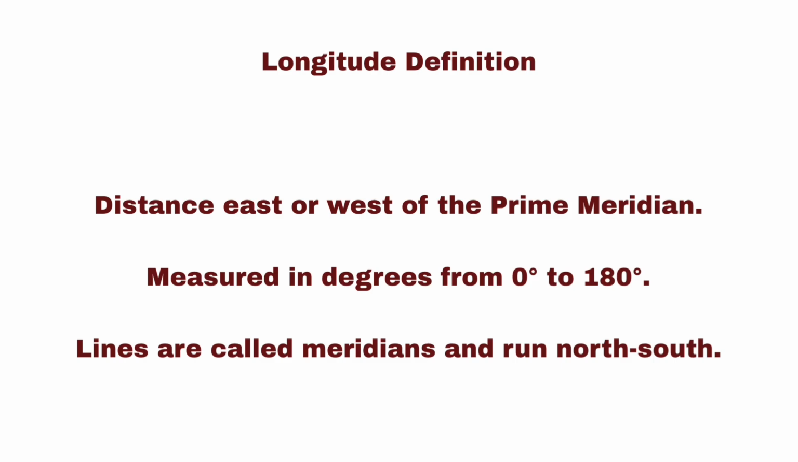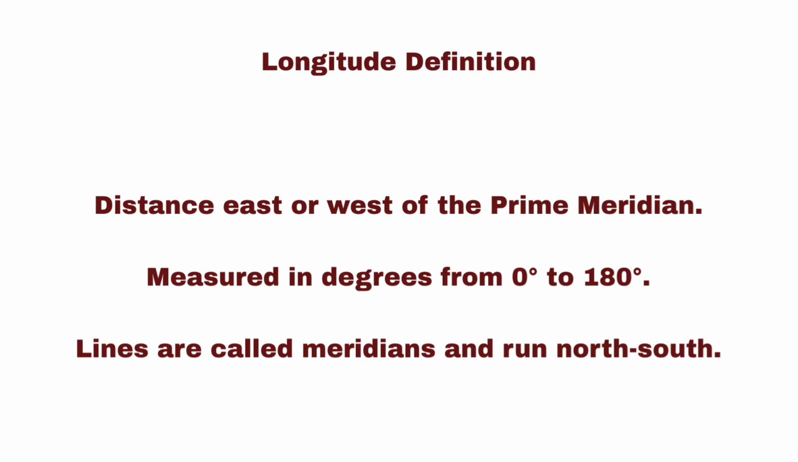Longitudes are imaginary vertical lines drawn on the earth from the North Pole to the South Pole. The purpose is to measure distance east or west of the prime meridian and help in calculating time. Each longitude is called a meridian. Total longitudes equal 360.